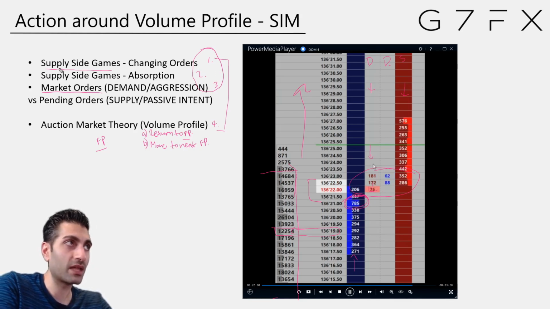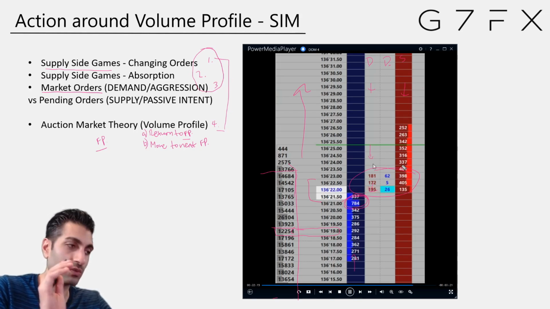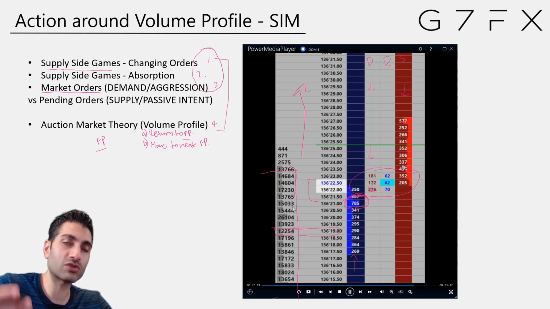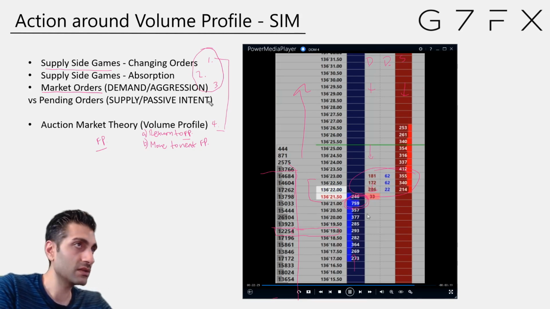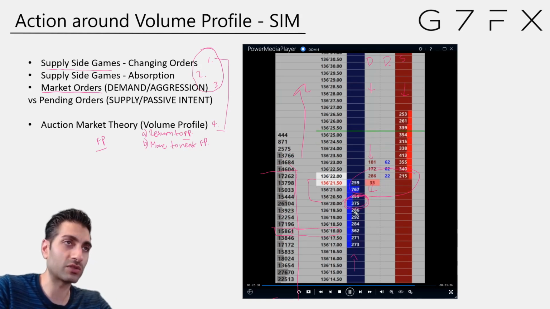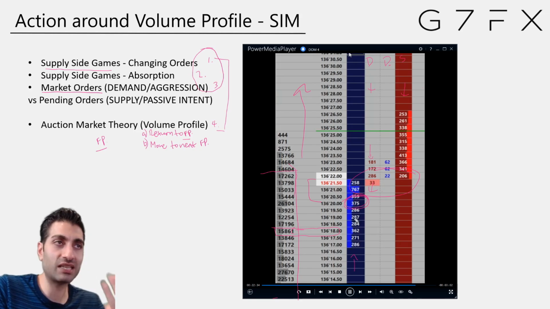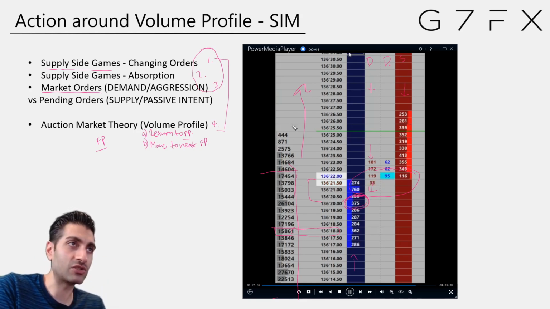We saw other supply side games, in the sense of whenever, do you remember, I think around here there was about 600 or 700 contracts. Whenever we were testing it, the guy wasn't flinching. Even though he wasn't absorbing, whenever we tested it, it was an unusual amount. He just wasn't flinching. So we saw absorption, and then we saw market orders as well. Well, we saw aggression coming in, guys. So I saw 3 things in my favor that suggested to me, oh, we're out of value.